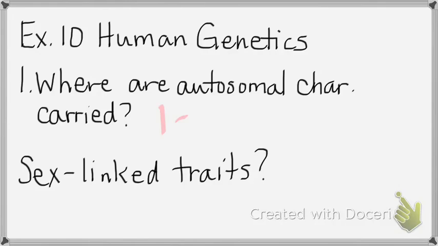You may remember we have 23 pairs of chromosomes, and the first 22 pairs are what we call autosomes. They're just carrying traits that you get two different alleles for. Whereas the sex-linked traits are on the 23rd pair. The 23rd pair is the X and the Y chromosome for males, or the X chromosomes only for females.